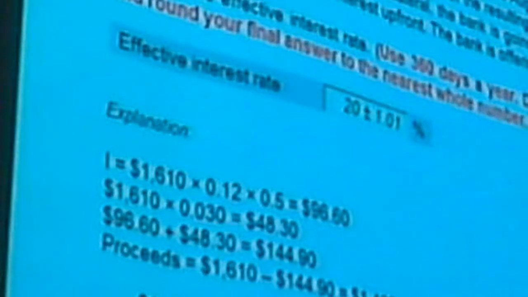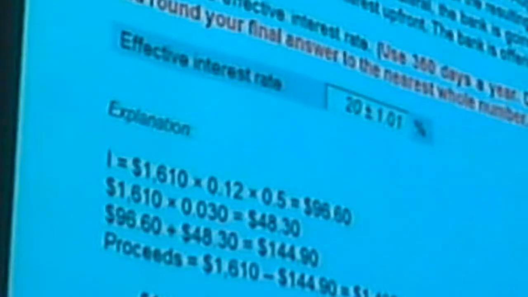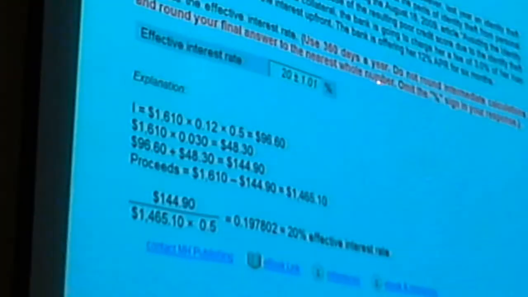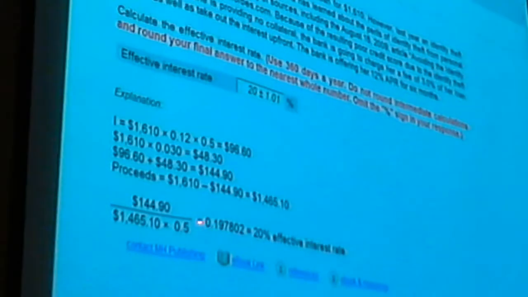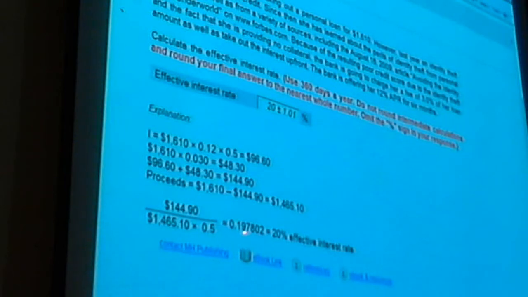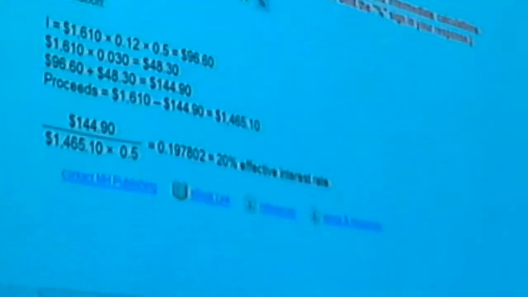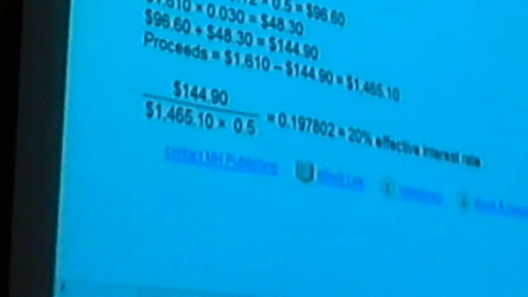So in the end, we calculate the problem. We get this long number here. We round it to the nearest whole number. Okay, so this is going to be 19.7%. We move the decimal, right? 7 is higher than 5. So you round up 19 to 20. Easy stuff.